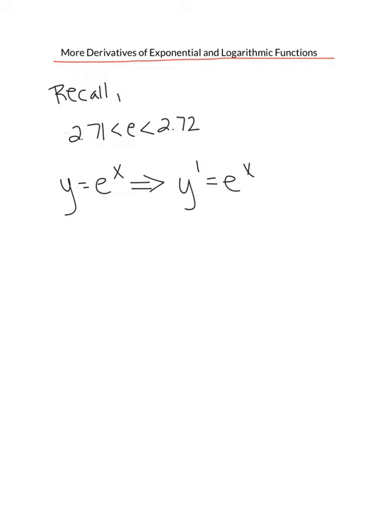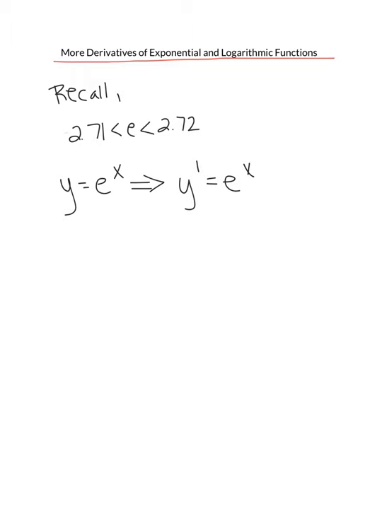Before we start doing some more derivatives of our exponential and logarithmic functions, I just want to quickly remind you of the value of e. So e is that irrational number between 2.71 and 2.72. Just like pi, it's transcendental, meaning it will never end. It will just keep going and going. The last thing that I wanted to remind you about is y is equal to e to the x. Its derivative is the exact same.